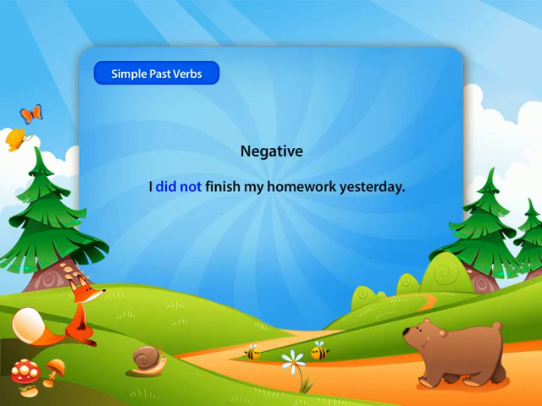To form the negative in the past tense, put did not in front of the base form of the verb. Did not stays the same no matter what the subject form is. To form the short form, say didn't. For example, I didn't finish my homework yesterday.